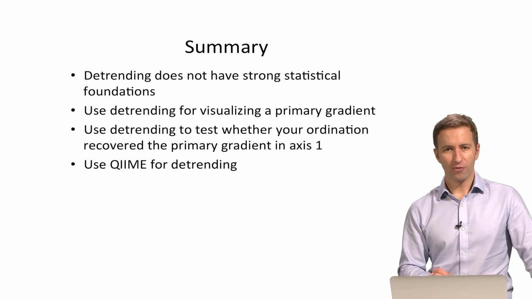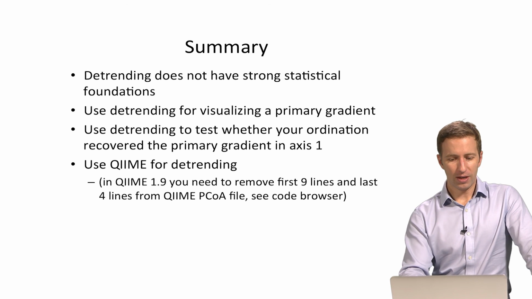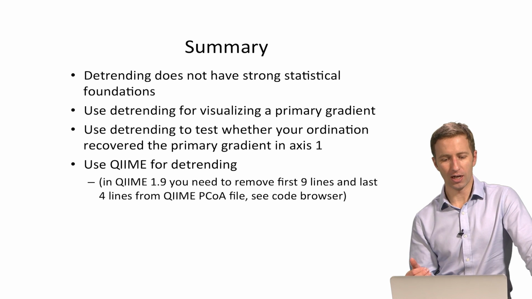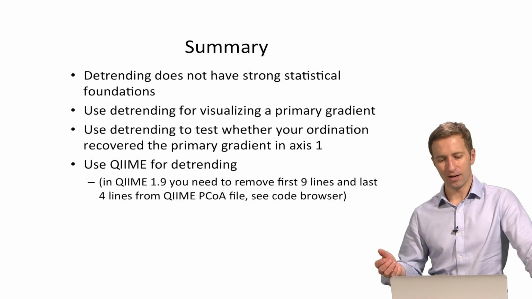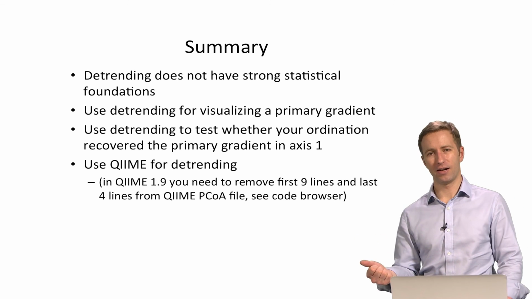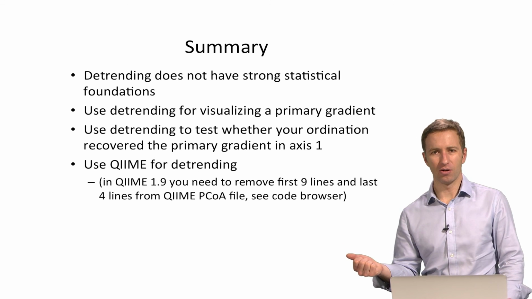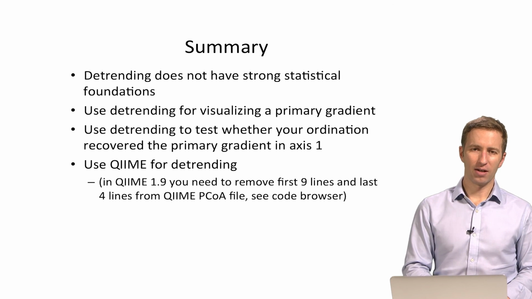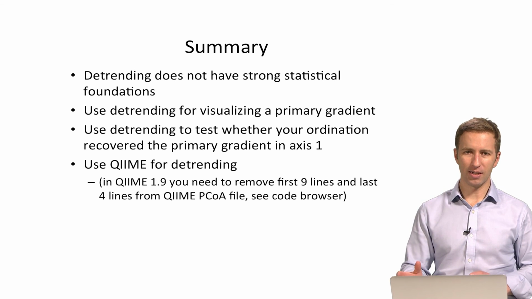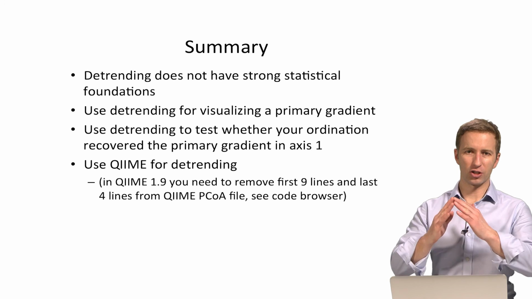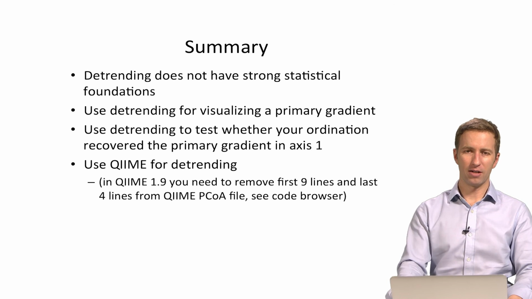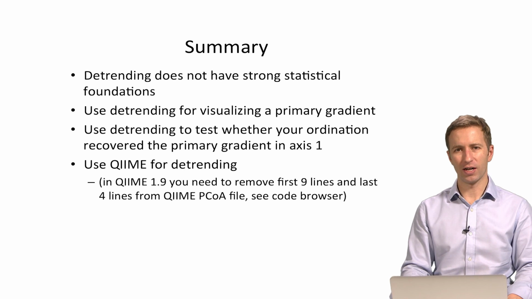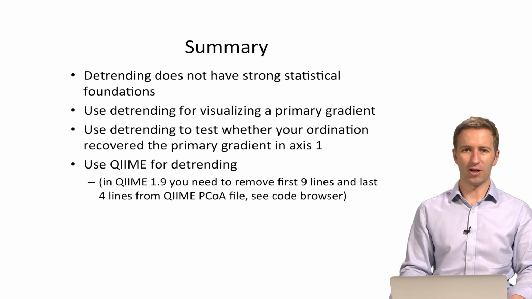You can use QIIME for detrending, although in QIIME you have to remove the first 9 lines and the last 4 lines of the PCoA file if you're using version 1.9. I gave you a little example of that in the code browser. And I recommend using QIIME for detrending because it has a slightly more effective way of actually removing the curvature than the simple piecewise detrending that you would find in the vegan package in R.